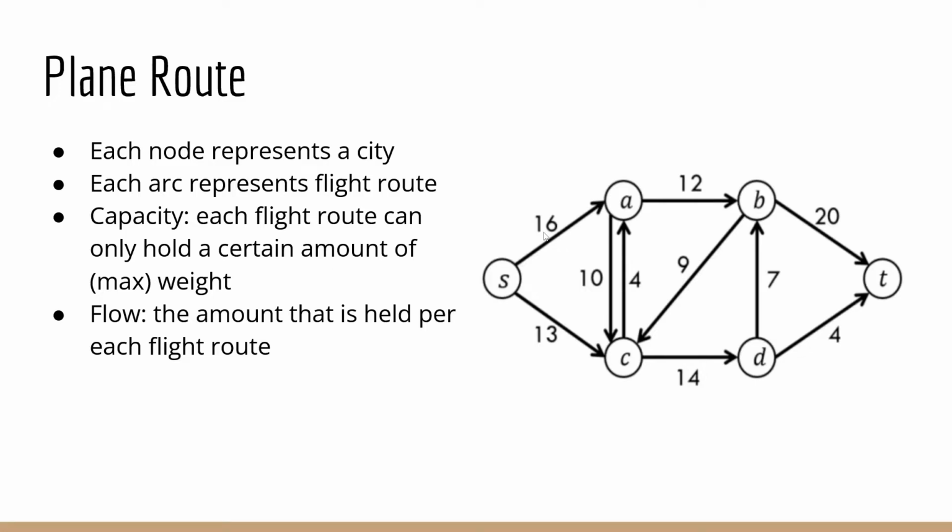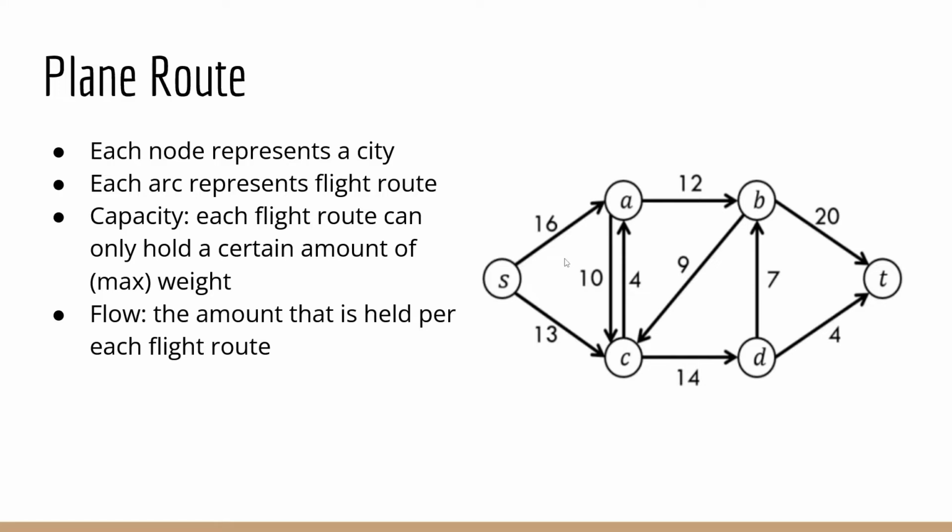You can kind of think of capacity as weight, because each flight route can only hold a certain amount of weight, and you never want to go above the max weight, or else that could lead to technical difficulties during the flight. And lastly, flow, which would be the amount that is held per flight route. So even though the capacity is 16 in this case, the flow doesn't have to be that number. It could be less than or equal to the capacity.